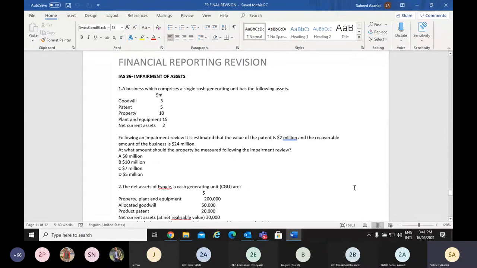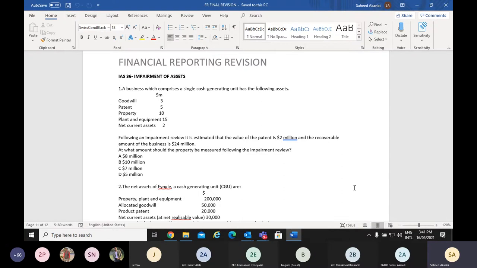Impairment of assets. Okay, so when I say impairment, what does it mean? An asset is said to be impaired whenever the carrying value of the asset is more than the recoverable value of the asset. Please, if you have questions, you can just let me know, because I may not be able to see you raising your hand, given the fact that I'm presenting a Word document. So I may not know if you are actually raising your hand. So you can just let me know if you have a question or any clarification. Okay, so an asset is said to be impaired whenever the carrying value of the asset is more than the recoverable value of the asset.